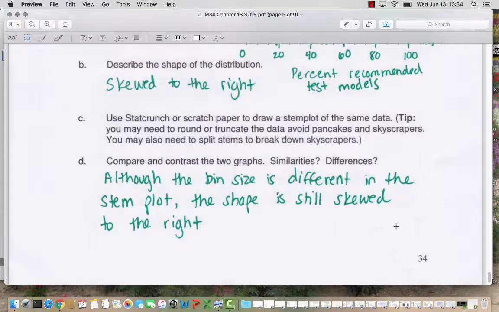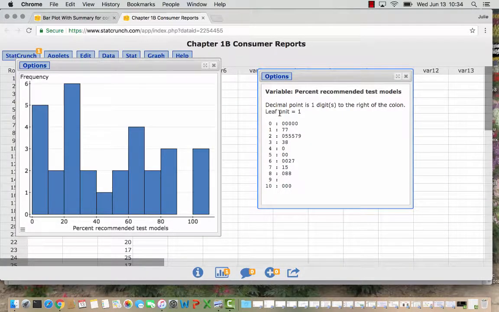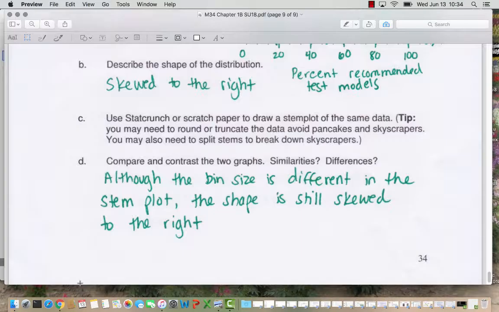So what were the similarities or the differences? When the bin size is different in the stem plot, we notice the shape is still skewed to the right, and you have to rotate your head a little bit. But if you draw the distribution over, we see there's a little bit of a right skew here, and we see the same thing in the histogram. Regardless of whether our bin size is 10 or 20, we see that right skew.